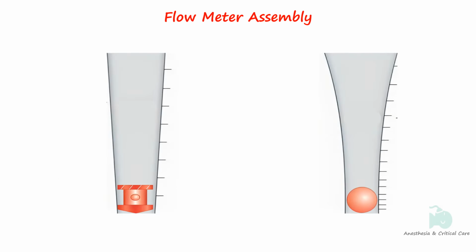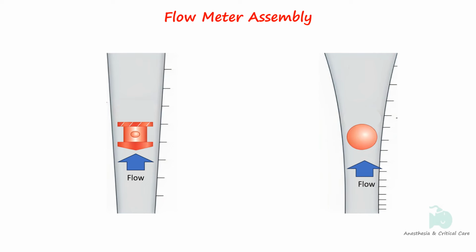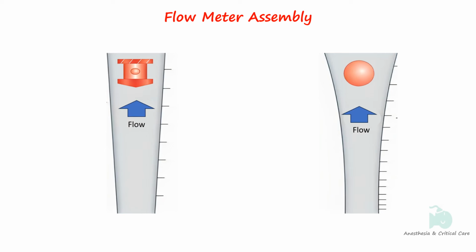As the valve is opened, gas flows into the tube, and the float rises within the tube until the gravitational force acting on the float is balanced by the force of gas entering the bottom of the tube. The more gas that is allowed to enter the tube, the higher the float rises within the tube. Gas passing between the float and the walls of the tube exits from the top of the flow meter and is delivered to the vaporizer or fresh gas outlet.